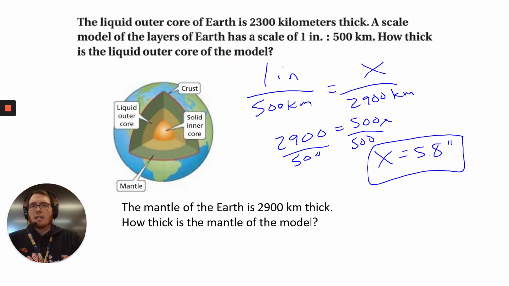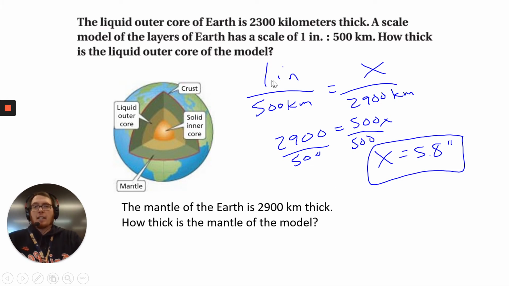This one says the liquid outer core is 2,300, and then find the information based on this 1 inch to 500 kilometers. That one's in your textbook, so I'm going to let you figure that one out using your textbook. But then I added this one in. The mantle is 2,900 kilometers thick. How thick is the mantle? So I'm going to solve that one instead.